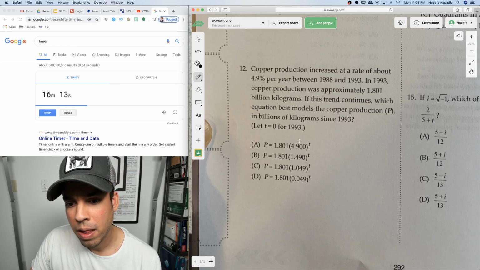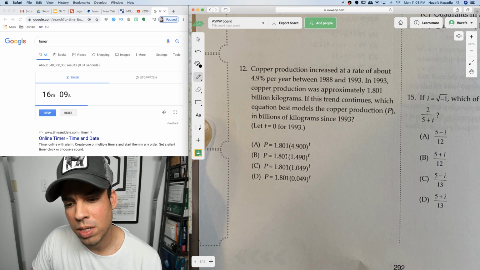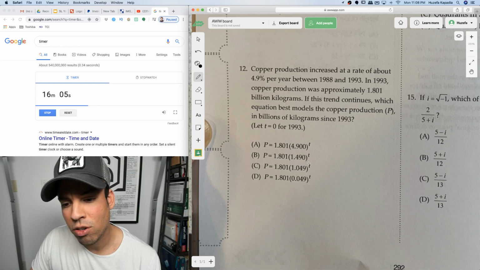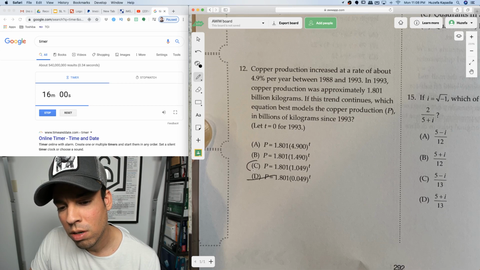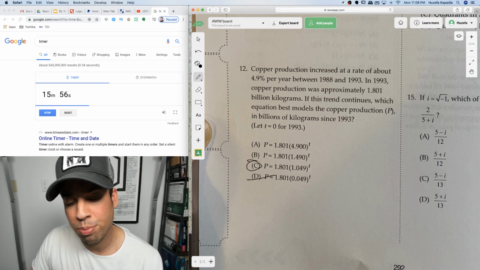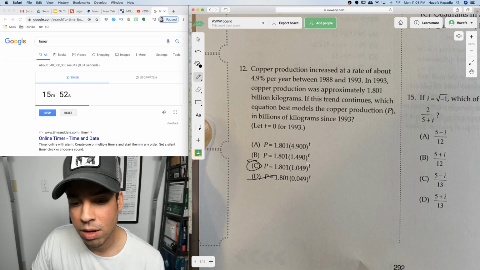So it's going to continue. So since 1993, when it's 0, it's going to be 1.801, which is the case for all of these. And then every year it's increasing by 4.9%. It's this one. This one might get you, but it's this one because increasing, it's always going to have a 1 in front. And then that 4.9%, this would be 49%. This would be crazy. And that's it. C.